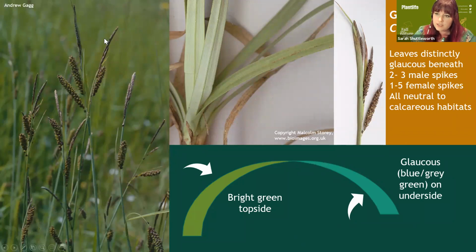Counting how many male spikes to female spikes can be useful in the description as to what species you have. You can see here in the picture that you've got that glaucous underside, but the slightly more normal green on the top there. And there's another species that looks incredibly similar, but there's a real distinct difference which you can tell.